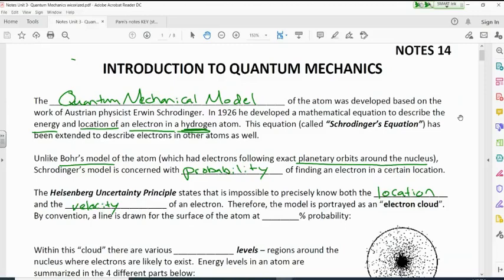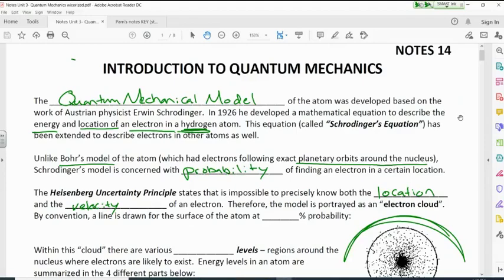So when we look through microscopes that can zoom in to the furthest levels we have today, we still cannot clearly see the protons and neutrons of the nucleus staying exactly still, or the electrons staying still. The pictures that we take of atoms look like this fuzzy cloud. That's why it's called the electron cloud: they're moving so fast, it's almost like they're all over the place at once. Therefore, the model is portrayed as the electron cloud.